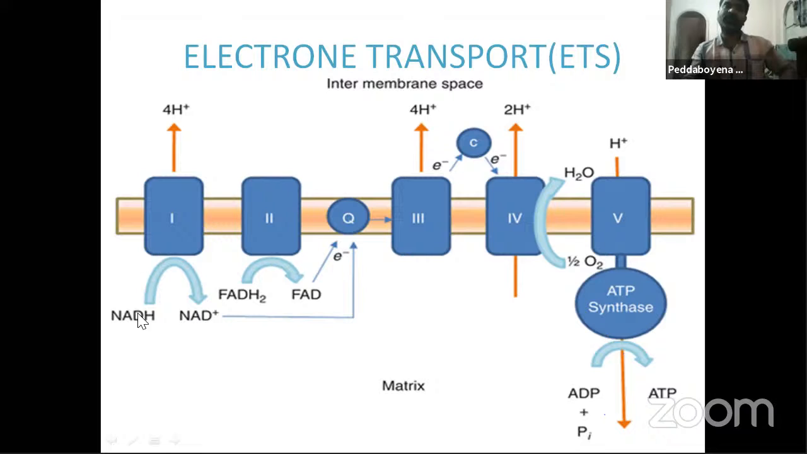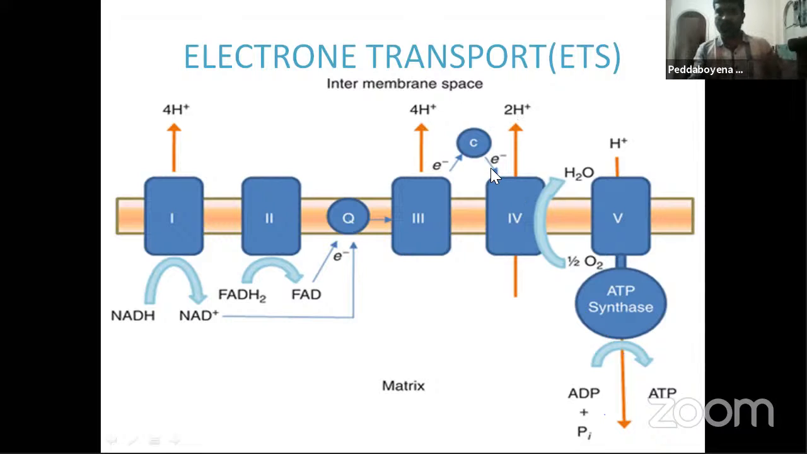So from one NADH oxidation, you are observing the electron transport. How many protons are released here? 4, 4 and 2. So in total, 10 protons are released up to the 4th complex. For example, take the FAD. Here in total, how many protons are released? At complex 3, 4, and at complex 4, 2. In total, 6 protons are released.